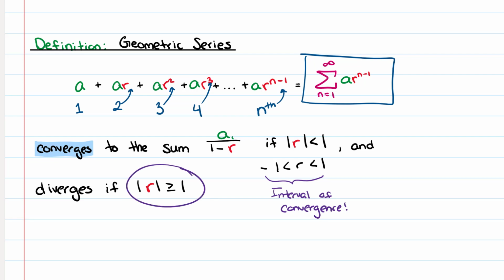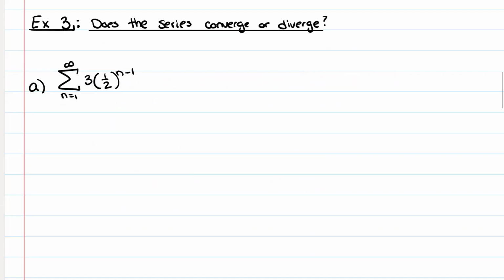And it will diverge if the absolute value of r is greater than or equal to 1. So if we can identify a geometric series and write it like this, or at least identify r, we can determine really fast if a series will converge or diverge. So leading into Example 3, we're going to go ahead and determine if this series converges or diverges. And if it converges, I want to know what it converges to. So the first step is to identify r, and we can see really fast that r is 1/2, which is between -1 and 1, so therefore it will converge.